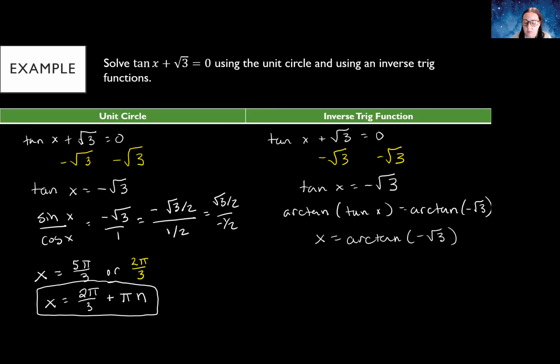When I am in degree mode, I just type in the inverse tangent, and then I type in negative square root of 3. It gives me 60 degrees, or rather negative 60 degrees. I can't forget my negative. Which then I need to convert to radians, and that's going to be negative pi over 3.